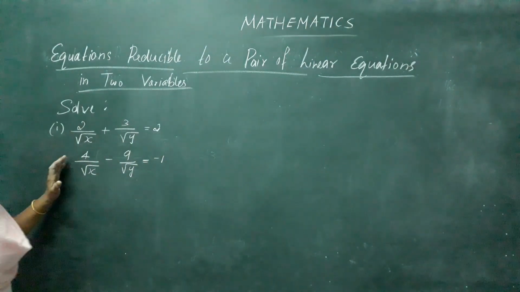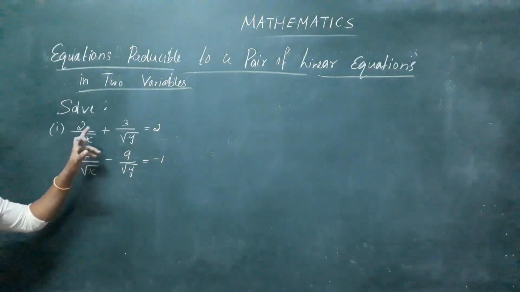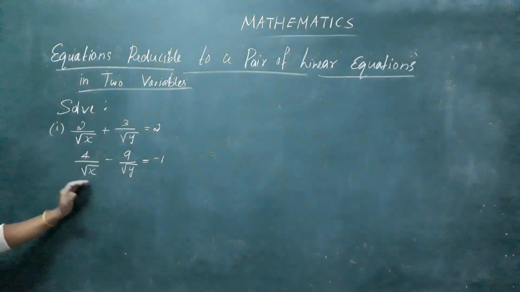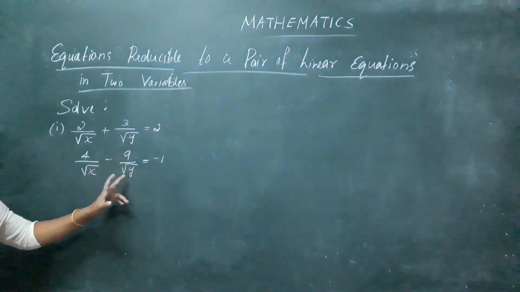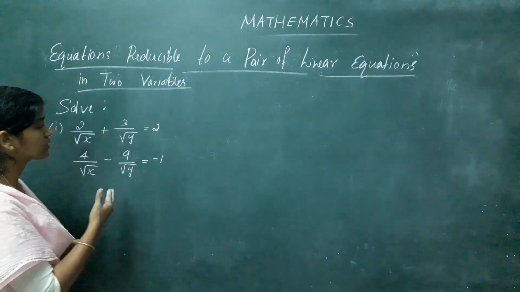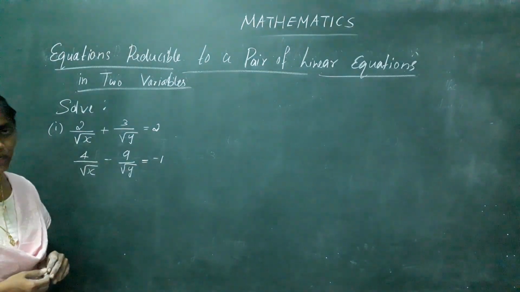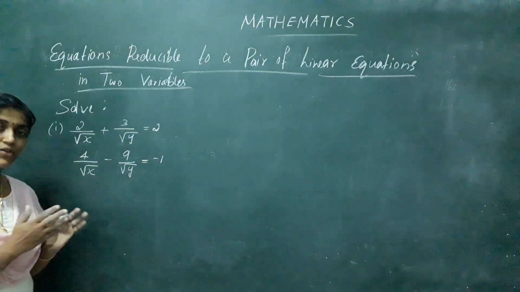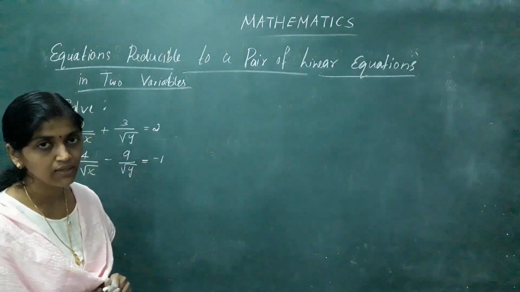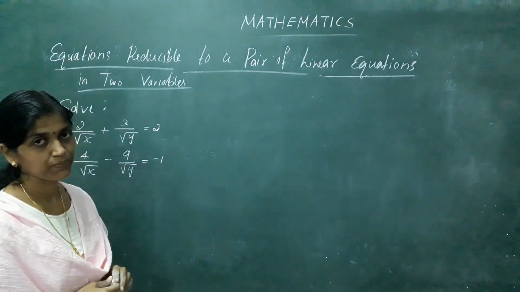First question is 2 by root x plus 3 by root y is equal to 2, 4 by root x minus 9 by root y is equal to minus 1. You can see in the question, they are not in the form of a pair of linear equations, but we can reduce those equations to a pair of linear equations and solve and get the values of the variables.